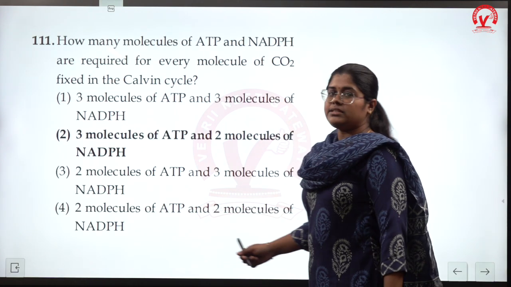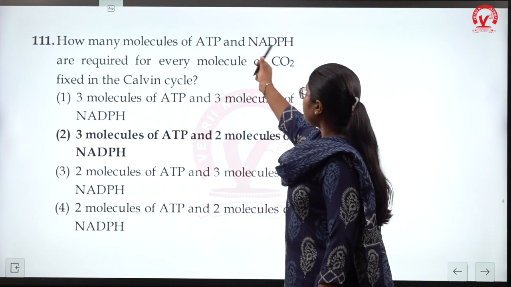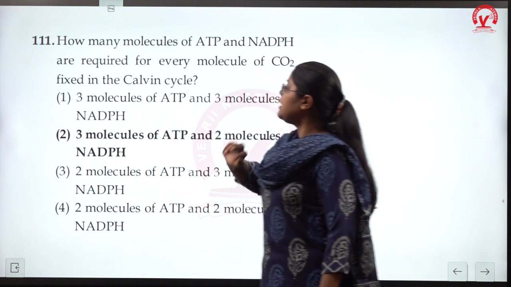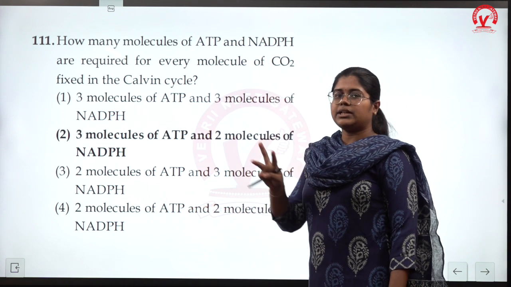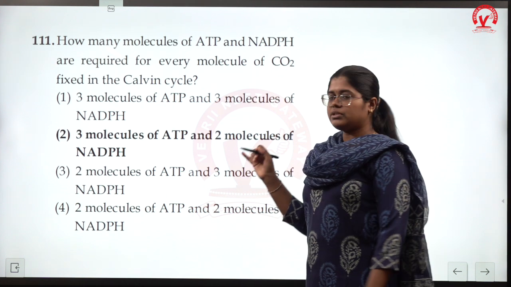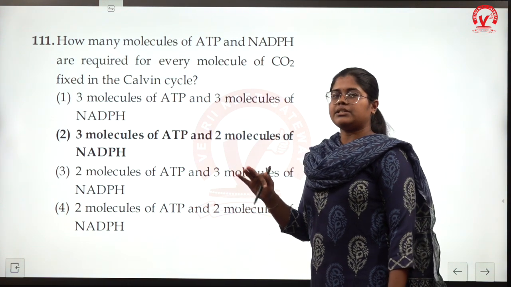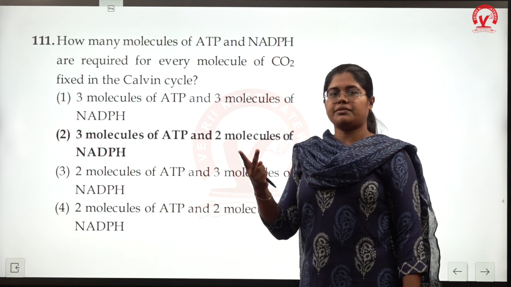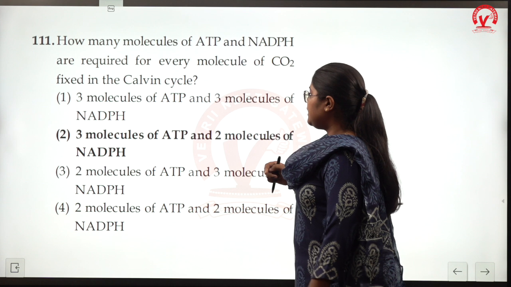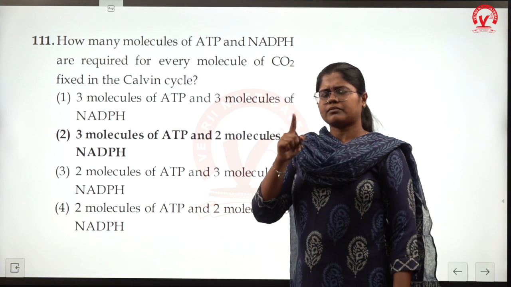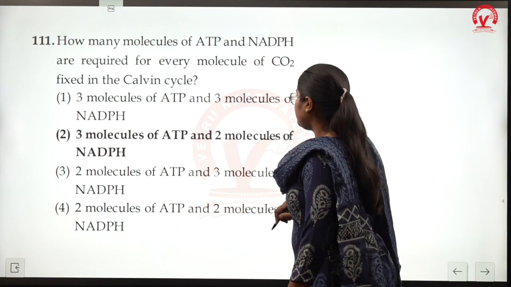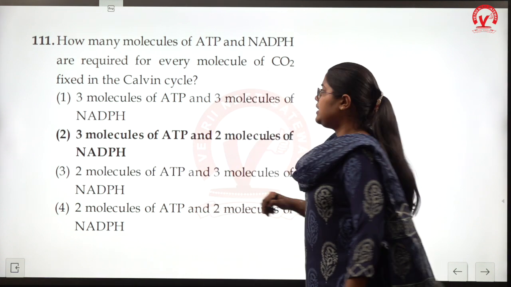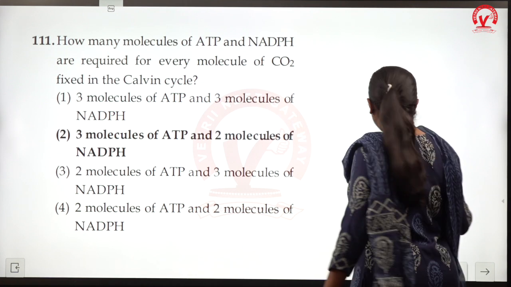classification. So next question, how many molecules of ATP and NADH are required for every molecule of CO2 fixed in the Calvin cycle? So Calvin cycle la total 3 stages irukku. One carboxylation, reduction and regeneration. So reduction la vandu 2 molecules of ATP and 2 molecules of NADPH, and then in regeneration phase la vandu 1 molecule of ATP will be produced. So total 3 molecules of ATP and 2 molecules of NADPH are used in a Calvin cycle.